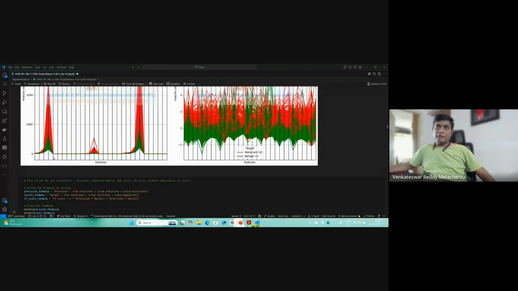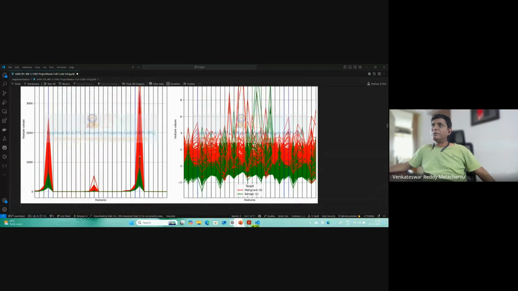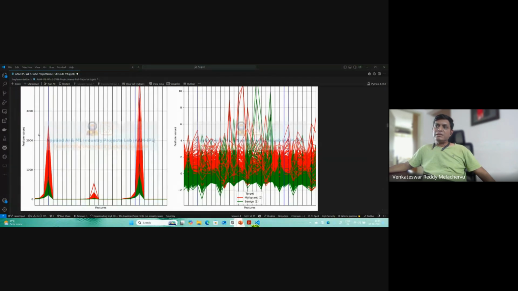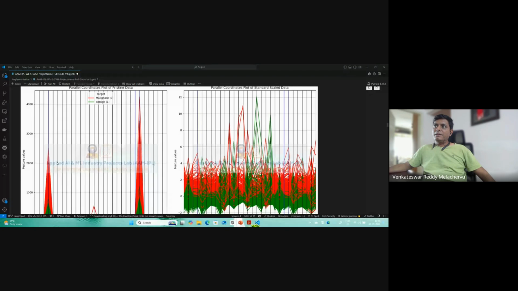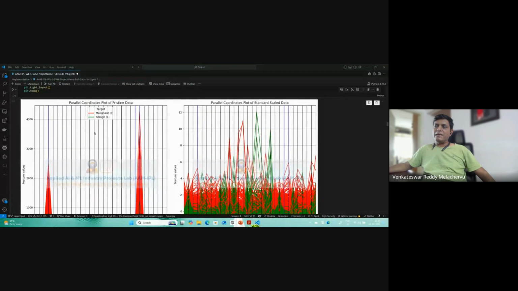So no one is interested in saying or typing. So these parallel coordinates are 30 coordinates. Lines may not be 30, but it is showing 30 values. It looks like it's 30. Okay. And these are the values. Obviously, this is the parallel coordinates plot for non-standardized data, and this is for standardized data.